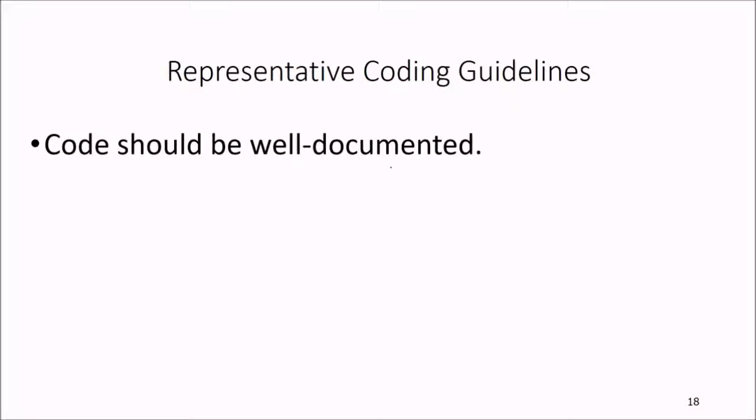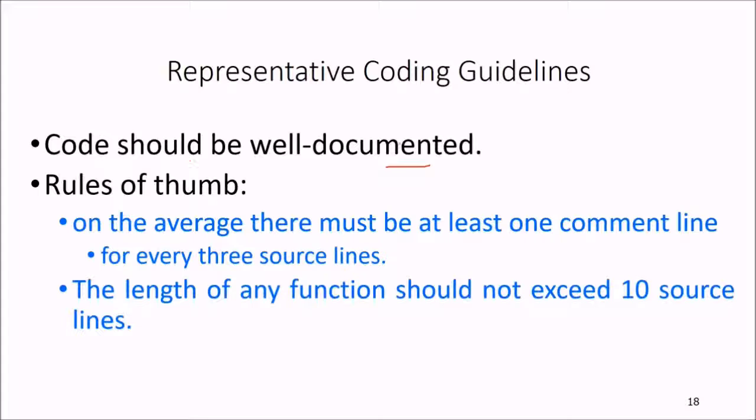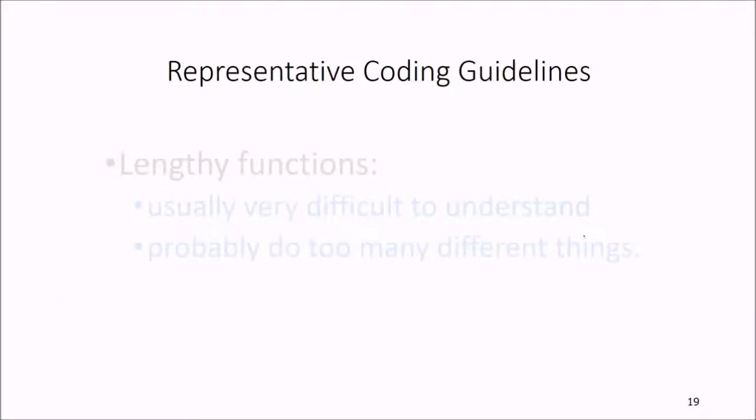And code should be well documented. You should use comments everywhere, wherever it is possible. The rule of thumb is that there should be at least one comment line for every three source lines. And a function which you are writing should not exceed 10 source lines. It will make the code clean, understandable, and worthwhile.